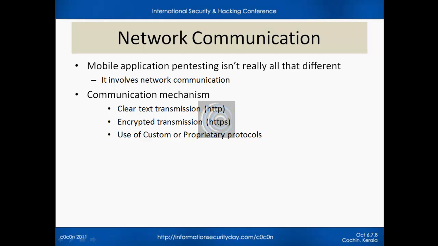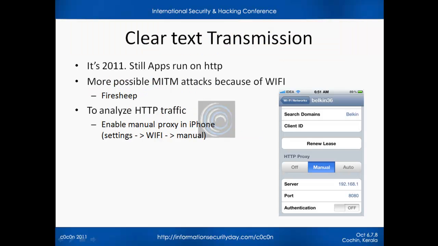Our client-side applications communicate to the server using some protocols, and these applications may use either of these communication mechanisms. One is clear text transmission over HTTP. Our apps may use encrypted transmission such as HTTPS, or they may use custom or proprietary protocols for actual communication to the server. So if we can capture the network traffic to the server, we can actually analyze it and find vulnerabilities. Capturing iPhone application traffic is a little tricky, and we will see it in a few minutes. Clear text transmission.